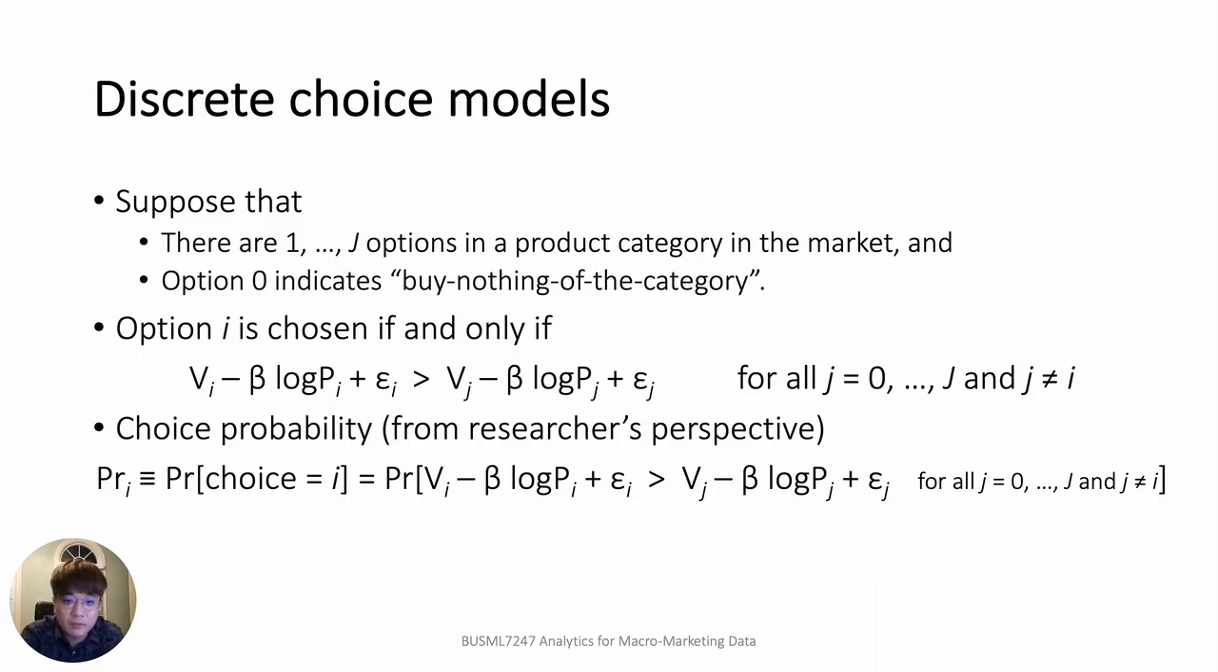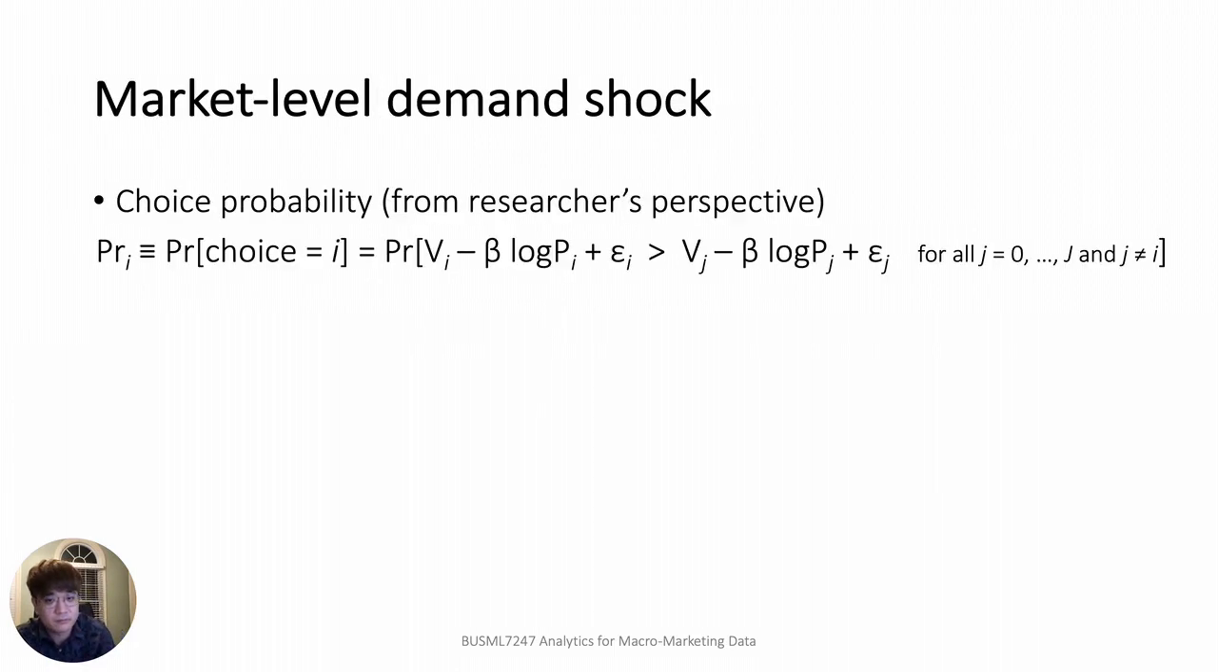But from the researcher's view, the unobserved component is unknown. Thus, from the researcher's perspective, consumer choice is probabilistic. Then, the probability that option i is chosen is given by the probability that the choice rule holds over all possible values of the unobserved components. Now let's dig more down into the unobserved component.